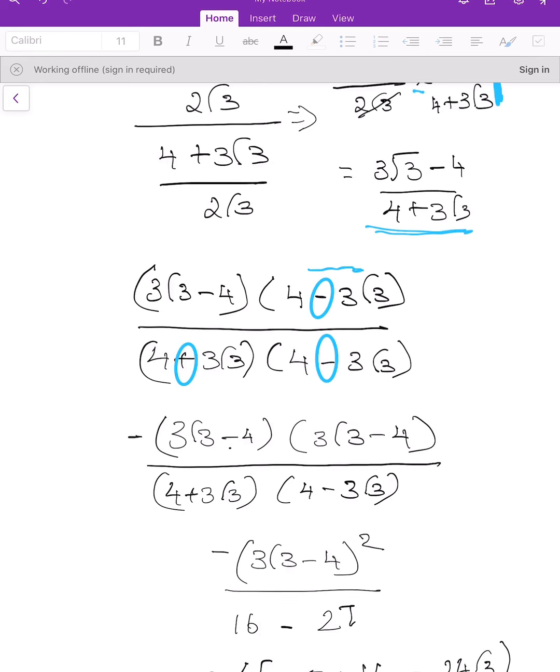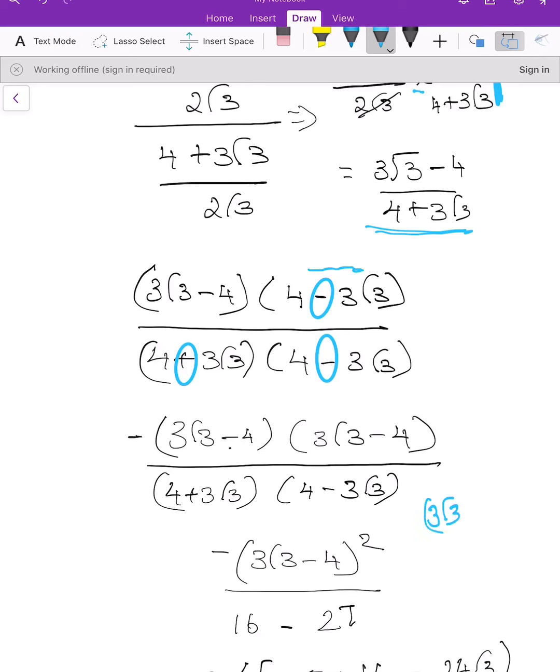3 root 3 square is, first I have to square the 3. So I will write here to help you see how I did that. 3 root 3 square, first I'll square the 3 into root 3 square. This is how I got that. 3 square is 9 and root 3 square is 3. 9 3s are 27. This is how I got it. So I got it as 27. I think now you can understand.